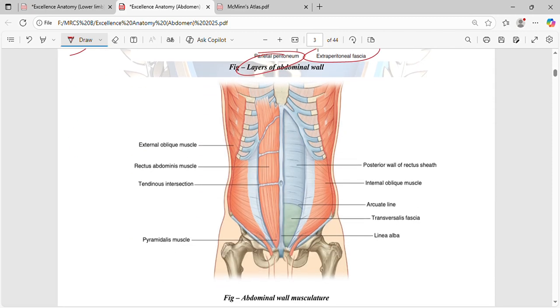Here we have the rectus abdominis muscle, which starts from the pubic tubercle, pubic crest and symphysis pubis. It goes up to the costal cartilages of the 5th, 6th and 7th ribs, and the xiphoid process.